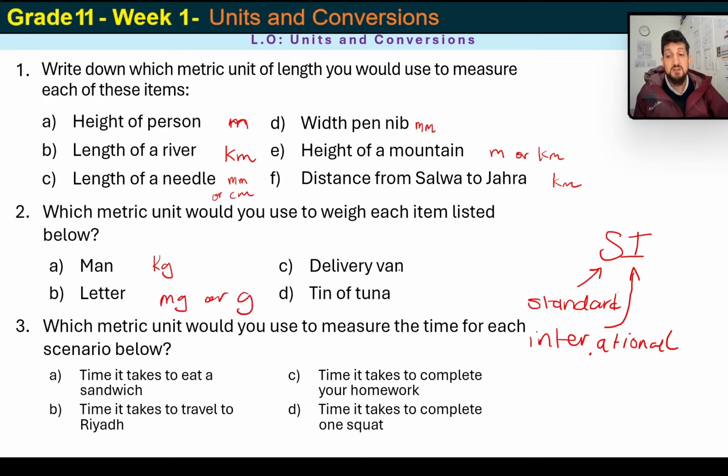Delivery van. So these are quite big, obviously. Tons. Tin of tuna, we're talking grams, aren't we? Usually they're about 200 grams. Okay, which metric unit would you use to measure the time for each scenario below?